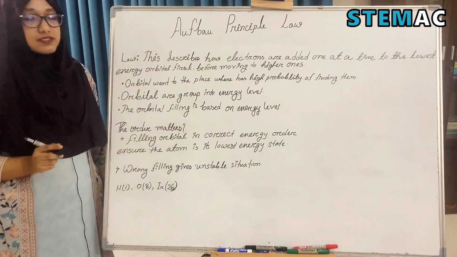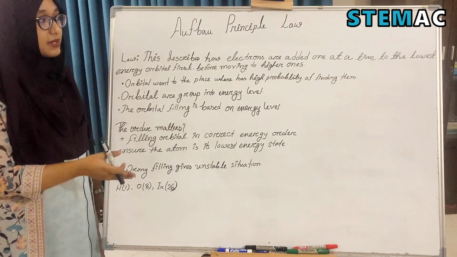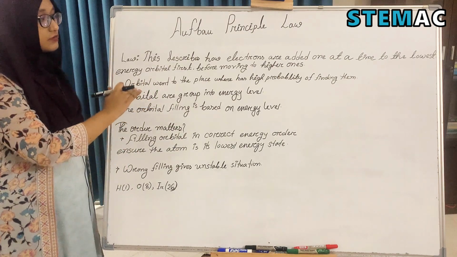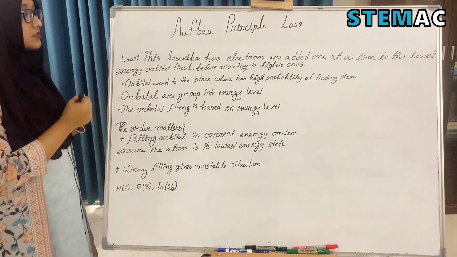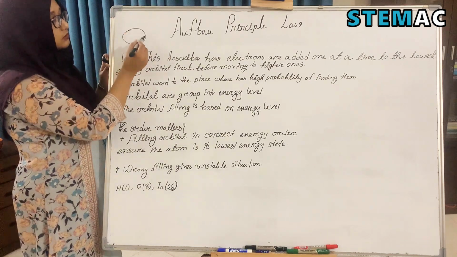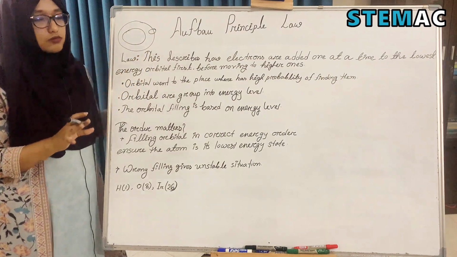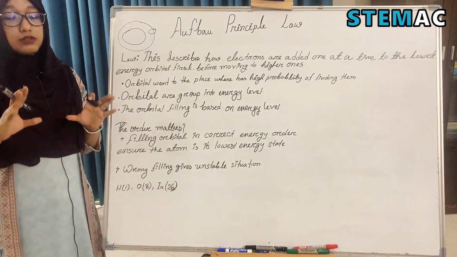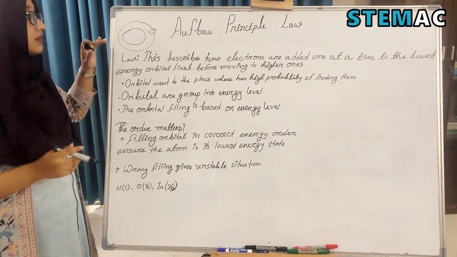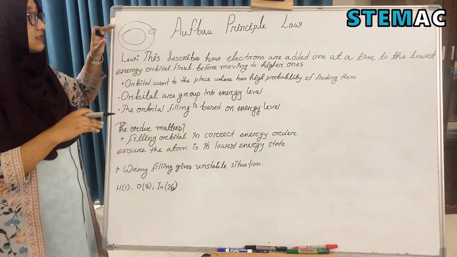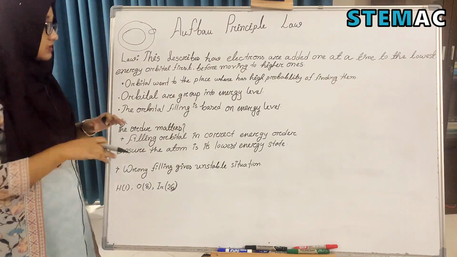So what is the law? The law describes how electrons are added one at a time to the lowest energy level or orbital first, before moving to the higher ones. If they skip ahead, it won't give a stable situation for the orbital or atom. So the electrons move precisely, first to the first step, then to the second step.